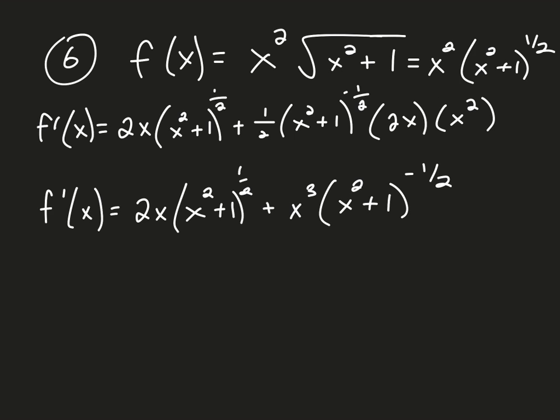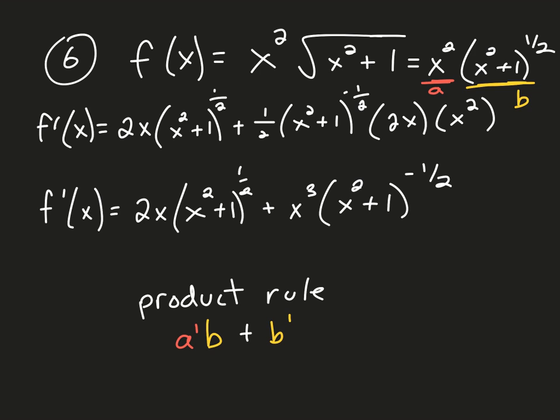All right, so we are applying product rule here. I first re-expressed my function to get rid of the square root. The a term is the x squared, the b term is the x squared plus 1 raised to the 1/2. So a quick reminder about product rule, just to review. Product rule is a prime b plus b prime a.